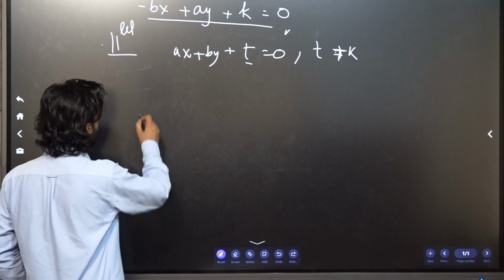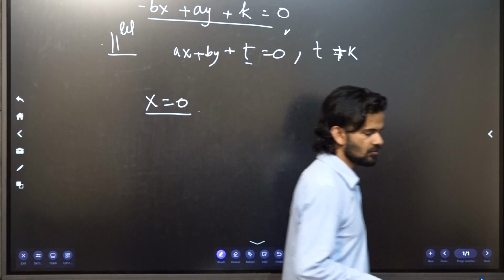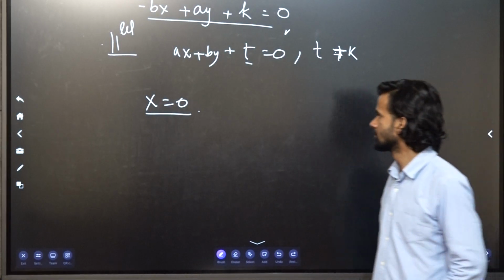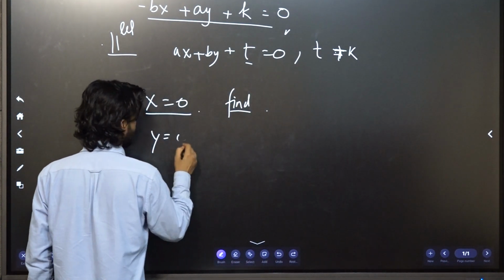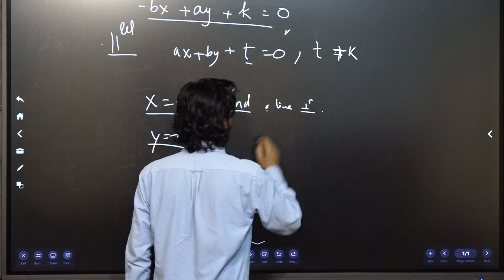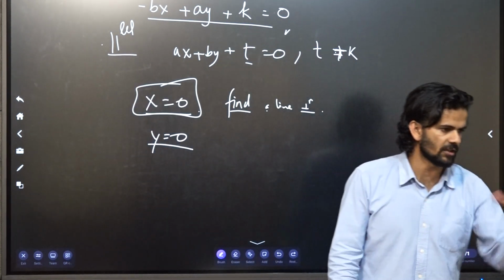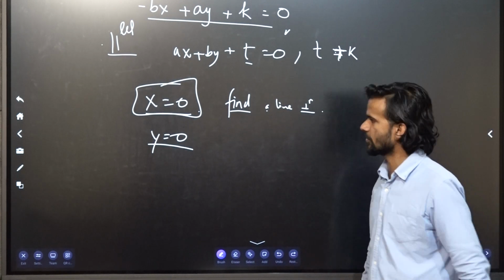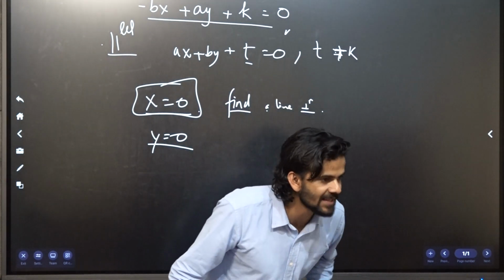Similarly, let's say x equals to 0. I want you to think about a line which is perpendicular to this one. y equals to 0. Think of this line in the form of ax plus by plus k equals to 0. Can you express x equals to 0 in that form? Yes, I can.